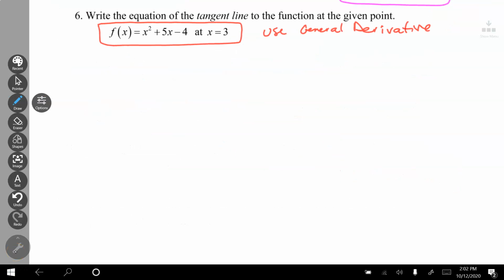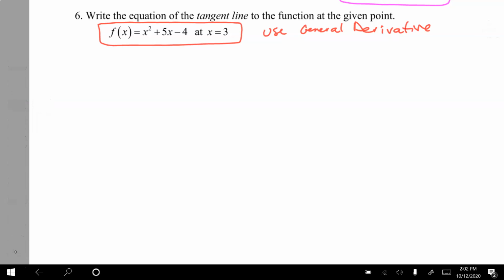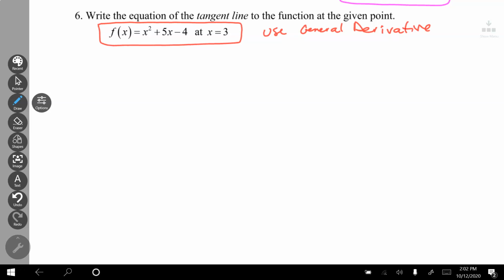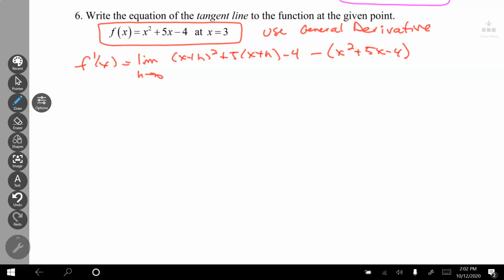Now for this problem, I could go back to what I did on the previous page and use the exact derivative for a specific point, and it would work. But I want to find the general derivative first, and I'm going to use this idea, and I'm going to be able to do everything I want. So using the general derivative, I get f prime of x equals the limit as h goes to 0 of (x plus h) squared plus 5(x plus h) minus 4 minus the original function, all over h.